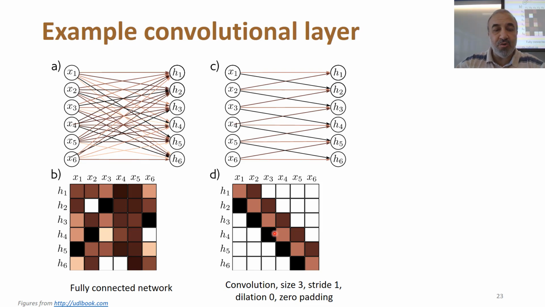Okay, so you can clearly see that the convolutional layer is a special case of the fully connected network, right? You can think of it as a fully connected network, but most of the weights are zeros, and the weights are also the same across different hidden units. So it's a very special case.